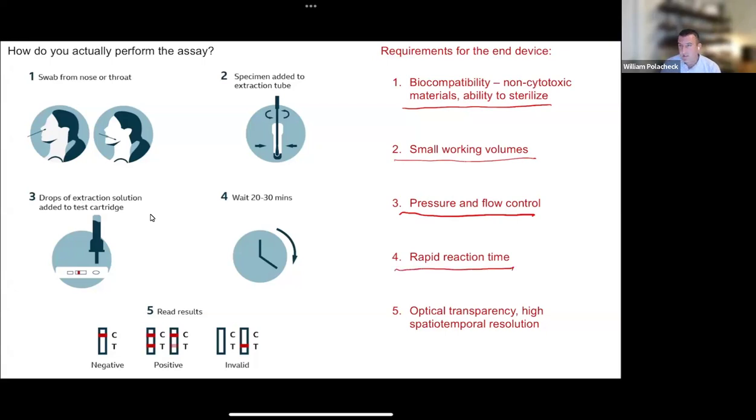We want a relatively rapid reaction time. Cells are not too happy when you take them outside of their native microenvironment. So we don't want to introduce biases associated with cell culture or culture within a non-native environment. So we want to run our assay pretty fast.